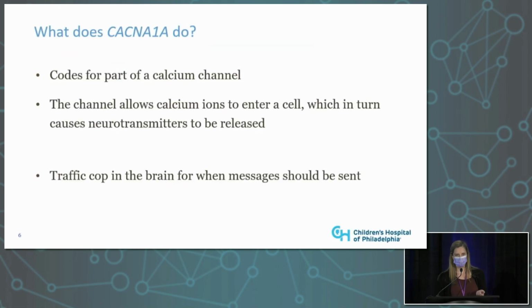So what does the CACNA1A gene do itself? Again, it codes for part of a calcium channel. And this channel allows calcium ions to enter a cell. It works like a gate to say when those ions can come in and when they can't. And in turn, it causes neurotransmitters or different communications to be released from one neuron or brain cell to the next. An analogy is that it's like a traffic cop in the brain for when these messages or signals should be sent from one neuron to the next one.